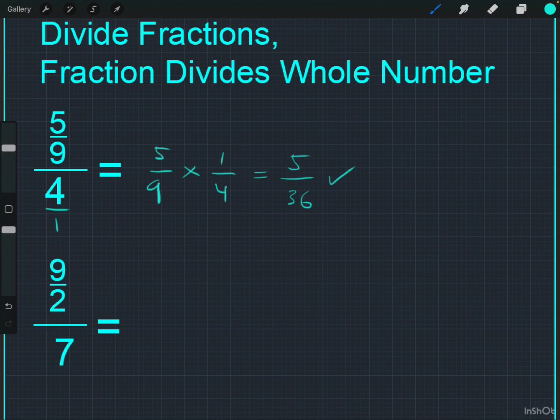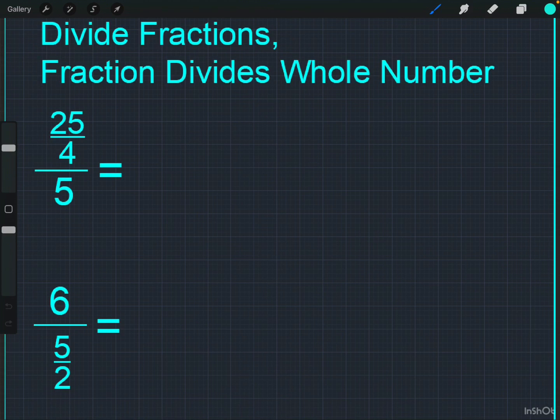Move to the next example. We have 9 over 2 divided by 7. So we can see 7 is 7 over 1. Now we keep the first fraction, 9 over 2, the same. We multiply by 1 over 7. We got 9 over 14.